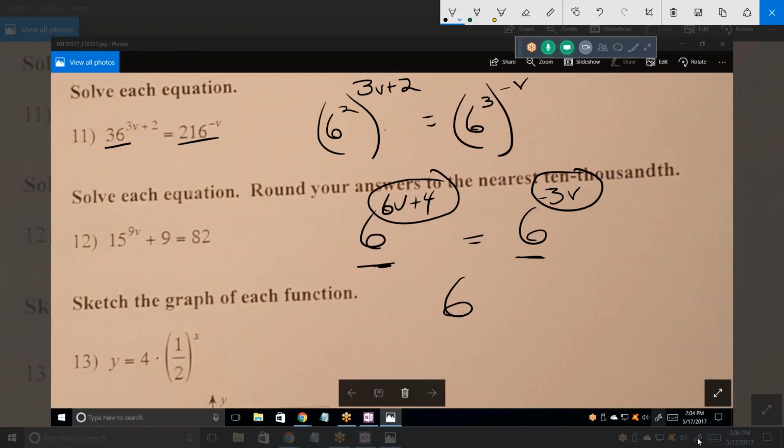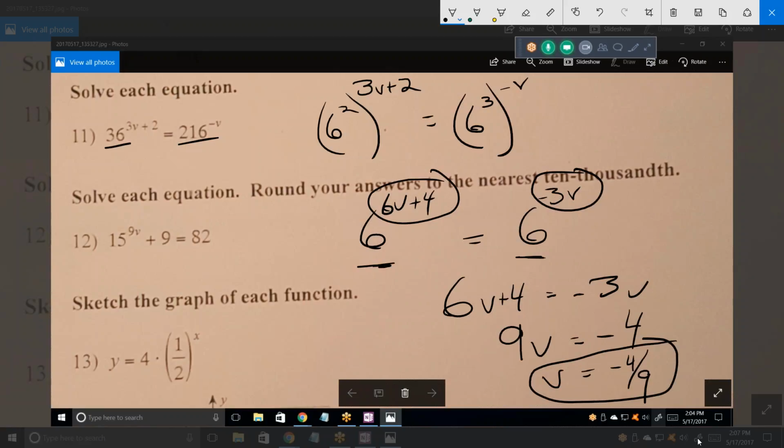That has to be equal to that. So I can say 6v plus 4 equals minus 3v, and then move the minus 3v to the left. You got plus 9v, move the 4 to the right. Got 9v equals minus 4, so v equals minus 4/9. All right.